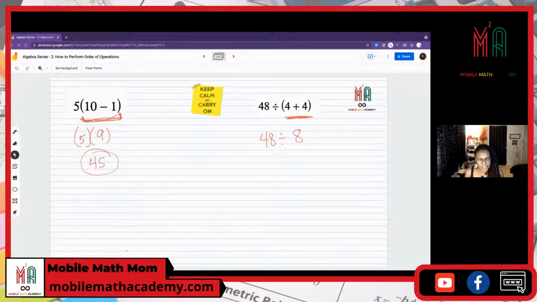8 is, why am I having a brain fart? 48 divided by 8 is 6. Look, I'll have a brain fart if I want to, as Auntie Tab says, because that's my business. So it's 6. All right.